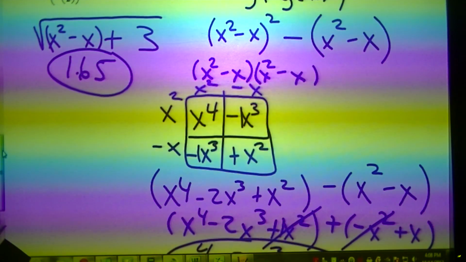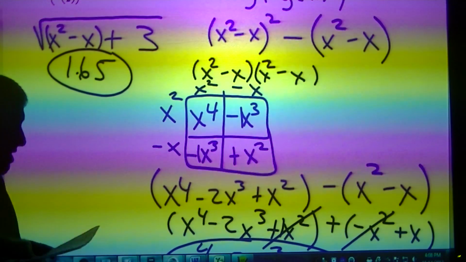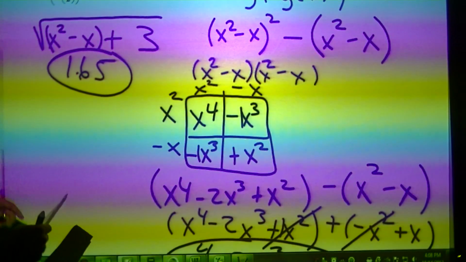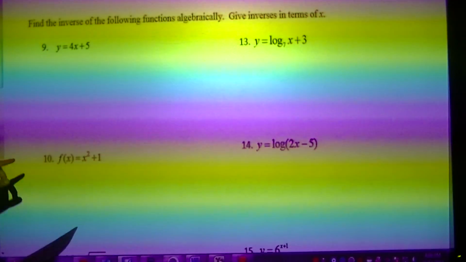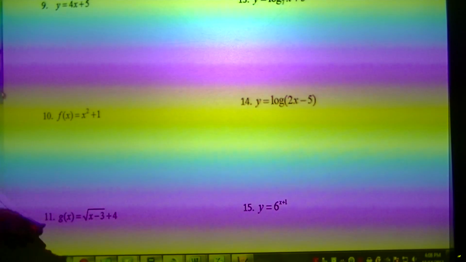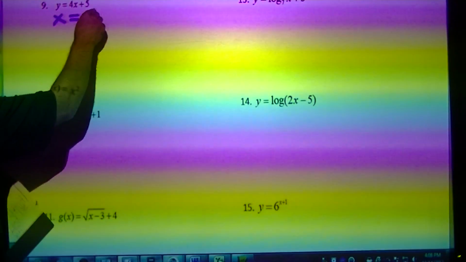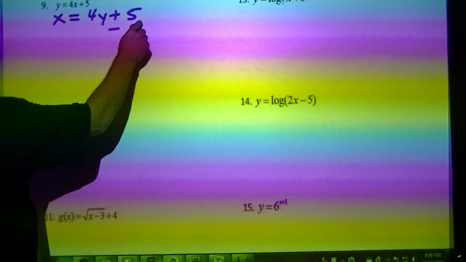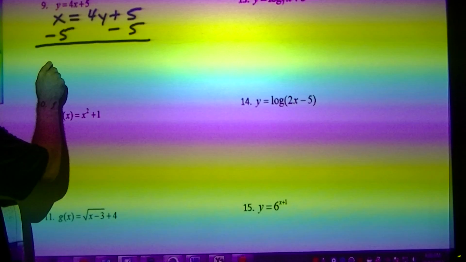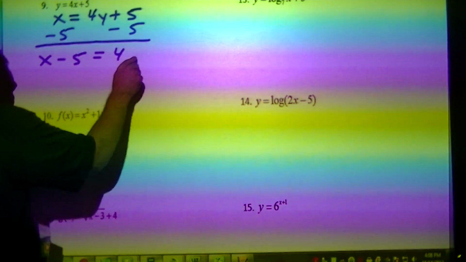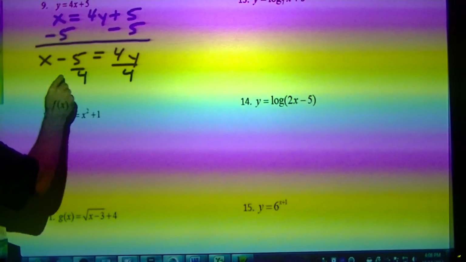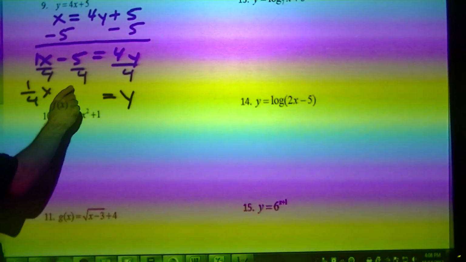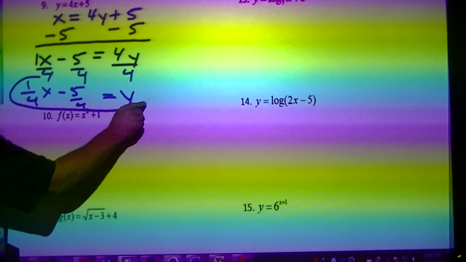Let me move on to the next section. That was basically all the compositions. This next section will be on finding inverses. On number 9, what I would want to do is replace x and y, so I switch spots. Now I'm going to solve for y. I cannot combine those terms, and I want to divide by 4 each part. The inverse of this is 1/4 x minus 5/4, and that would be your final answer.